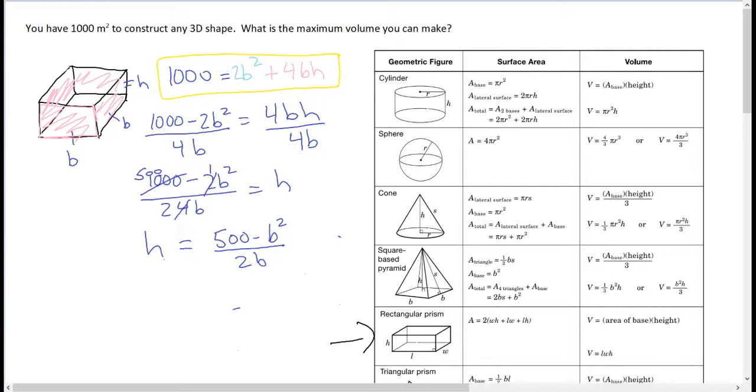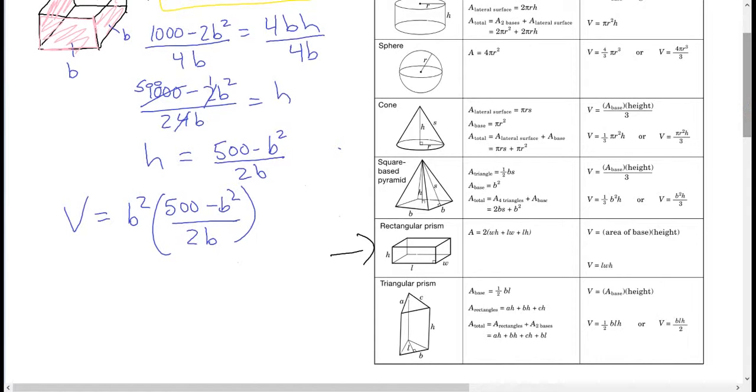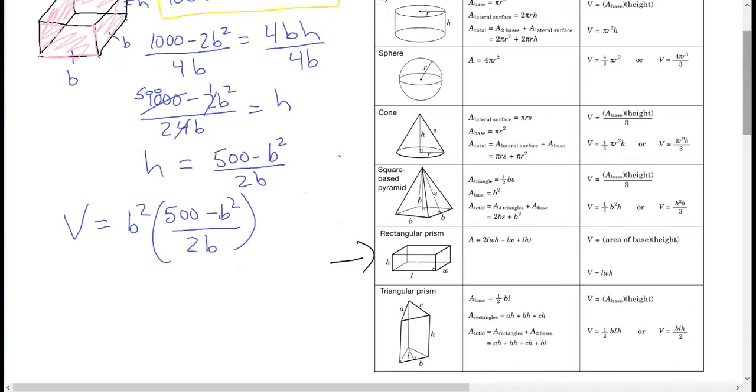Okay, so now we know what h is in terms of b. If we pick b, we can find h. Let's write an equation for the volume. So the volume of a rectangular prism is usually the area of the base times the height. Area of the base is b squared, times the height. We have the height over here, 500 minus b squared all over 2b. Great. So now we have this equation and we can use it to graph the relationship between the volume and the choice of variables.